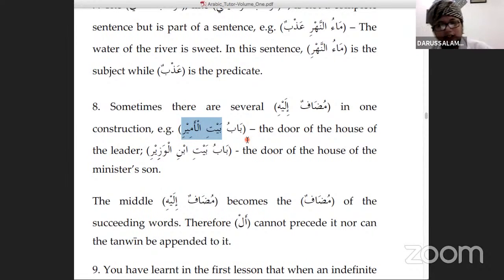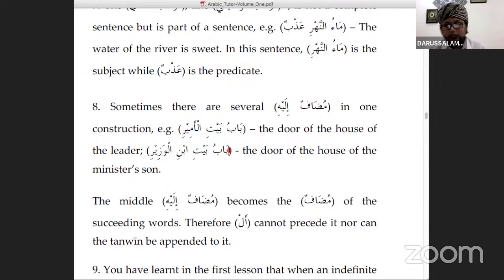Just like murakkab tawsifi also can have many sifah for one mausuf. For example, you can say rajulun hasanun karimun, a good noble man. See, you can have many sifah for one mausuf. Same thing here. You can have one mudaf being connected to a mudaf ilayh, and that mudaf ilayh is also a mudaf to the next mudaf ilayh, like that.